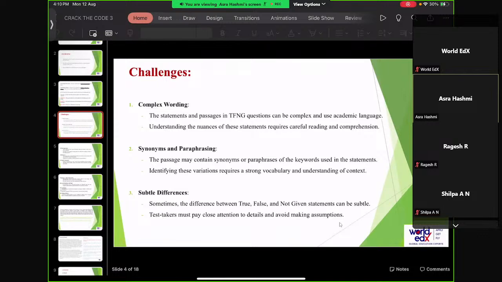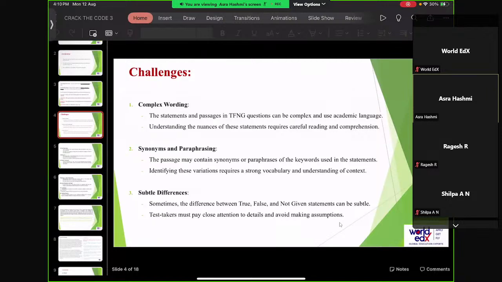The statements and the passage in true, false, and not given questions can be complex because they are not given verbatim to you. So if I say I want to head out, and if I say I want to go out, somebody who does not know the meaning of head out might say that the language here is very complex. They might say there is no mention of heading out or going out, and they are not correlating, and hence there is no mention of this particular aspect in the passage. But remember, in the passage, there will be a lot of synonyms used. There will be a lot of paraphrasing done.